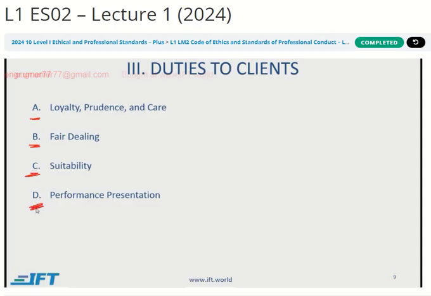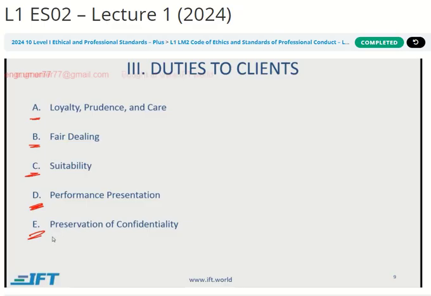3D is performance presentation. When communicating investment performance to your clients or to the public, you must be careful about ensuring that the information you present is fair, accurate, and complete. 3E, preservation of confidentiality. You must keep information about current, former, and prospective clients confidential. The only exceptions are the following.